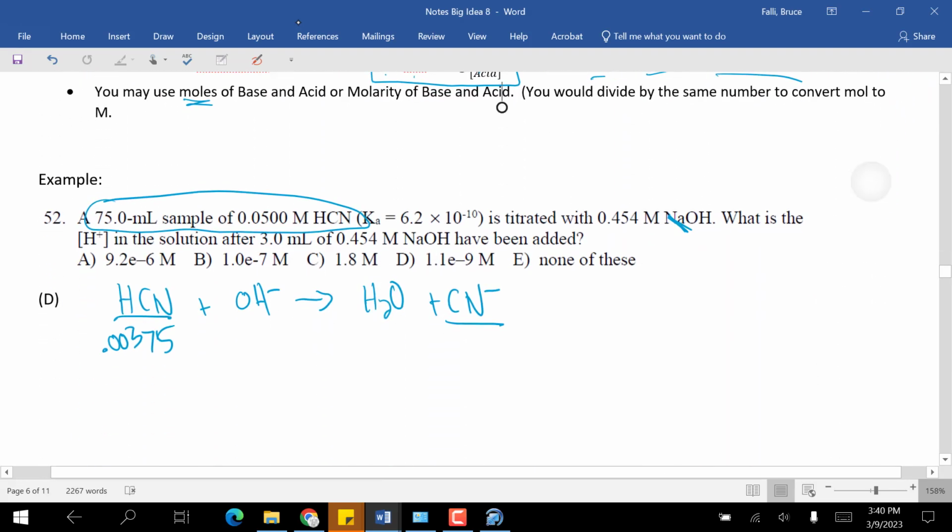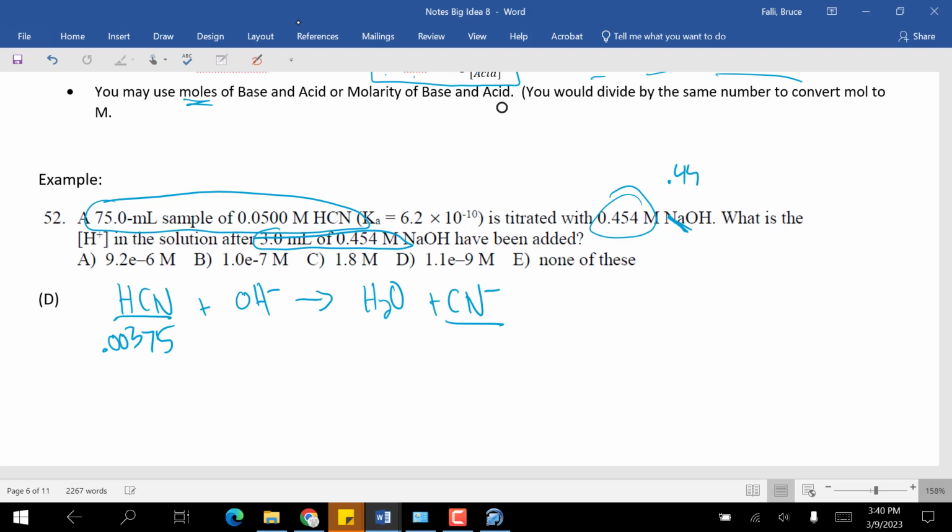And then this part is titrated with 0.454. Oh, man. What is the H positive in the solution after 3 milliliters of 0.454? So 0.454 times 0.003 is 0.001362.